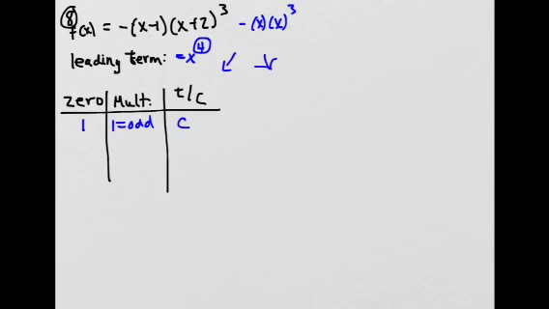The 0 here, for x plus 2, would be negative 2. That multiplicity is 3, so that means that it's odd, so it's also going to cross. Okay, so with that, let's go ahead and draw a very rough sketch.